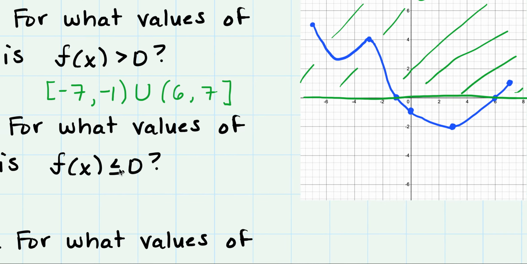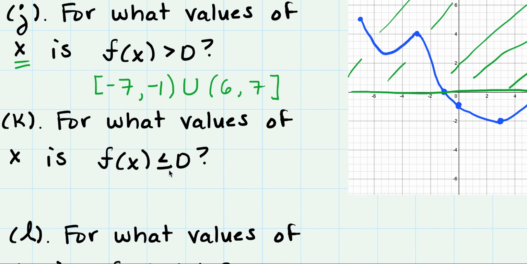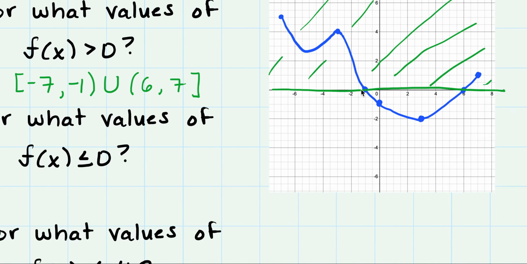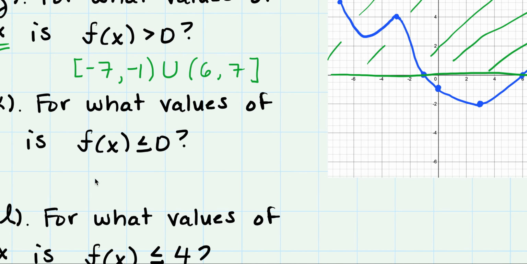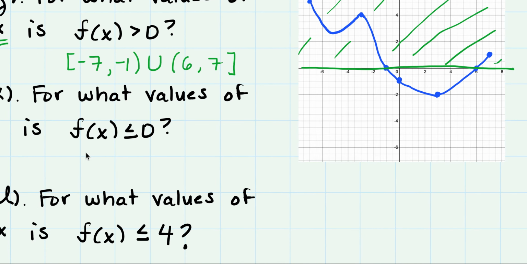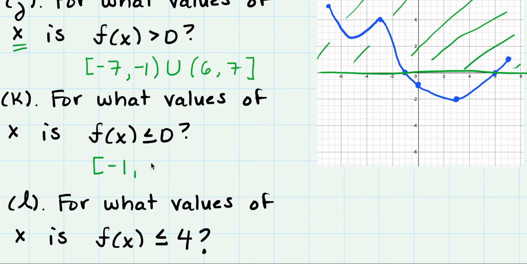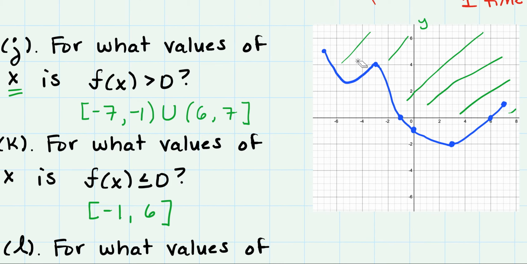For what values of x is f of x less than or equal to 0? Well, here's 0, and we want less than 0 or equal to 0. So from negative 1 to 6, we are less than or equal to 0. And we can put brackets on negative 1 and 6 because we're equal to 0 there. So for this problem, this is negative 1 to 6. I'm going to erase this.